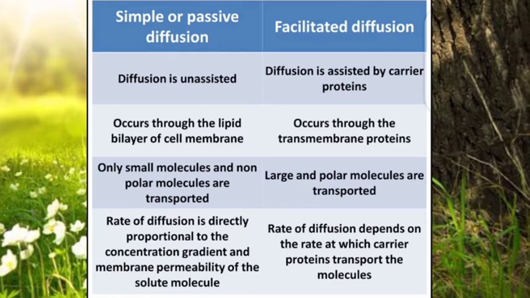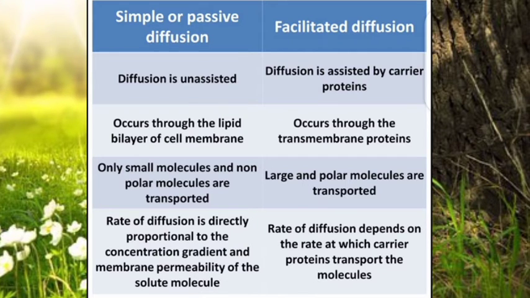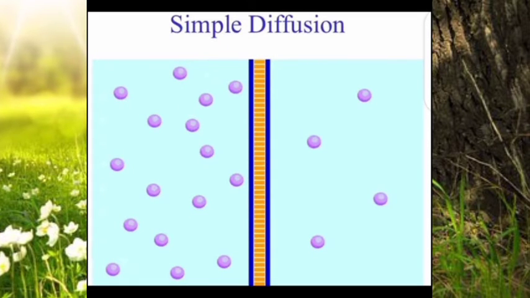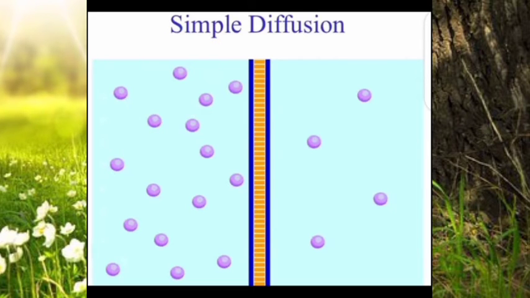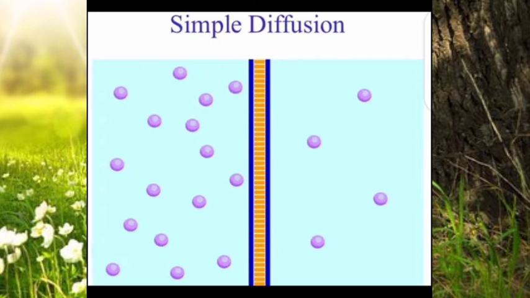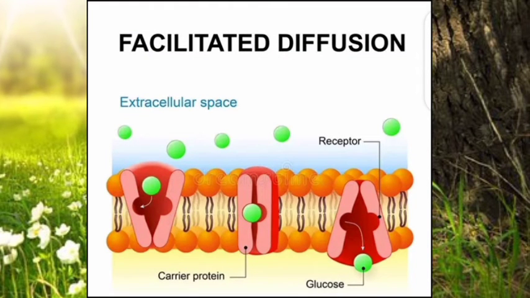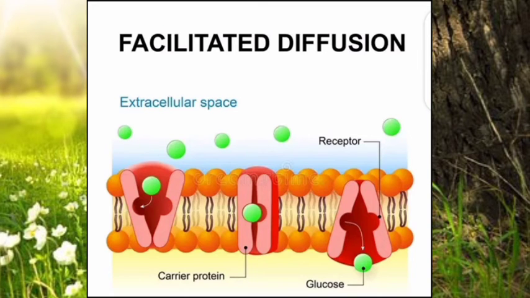In case of diffusion, small non-polar molecules can pass through the membrane. Well, in case of facilitated diffusion, large and polar molecules are passed through the transport protein.